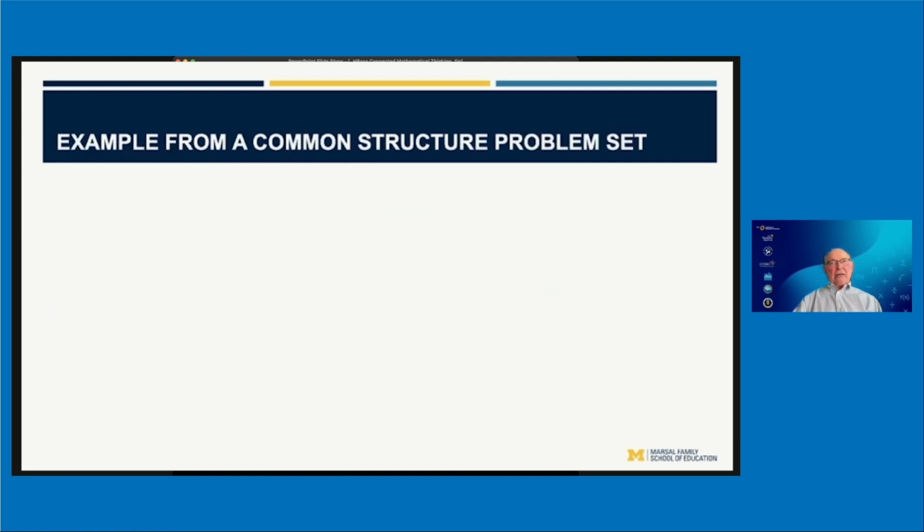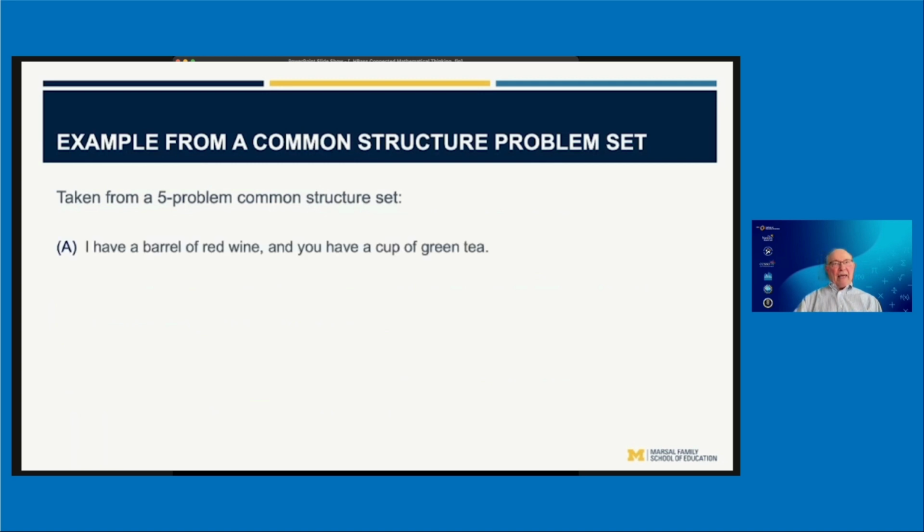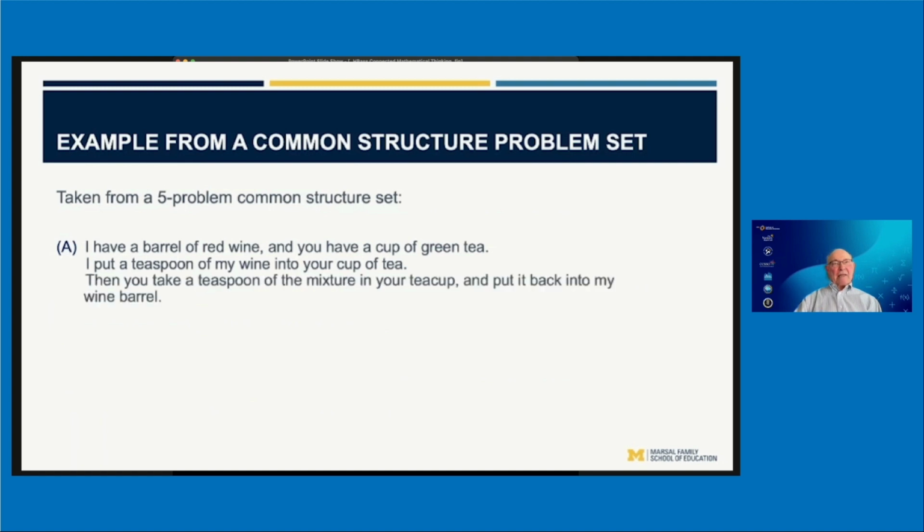So to illustrate what's going on in this format, let me show you a couple of problems from a 5-problem common structure problem set. So in problem A, I have a barrel of red wine and you have a cup of green tea. I put a teaspoon of my wine into your cup of tea. Then you take a teaspoon from the mixture in your teacup and put it back into my wine barrel. So now, which is more, the wine in the teacup or the tea in the wine barrel?